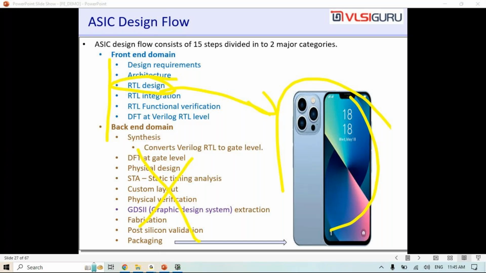You want to take it through DFT, physical design, STA, custom layout, physical verification. Finally, till the time you fabricate, check it. That is why it is very costly.